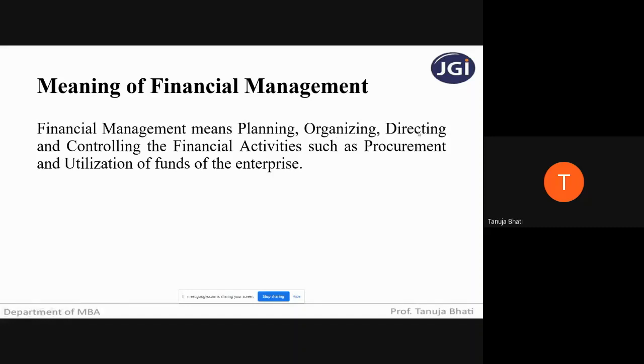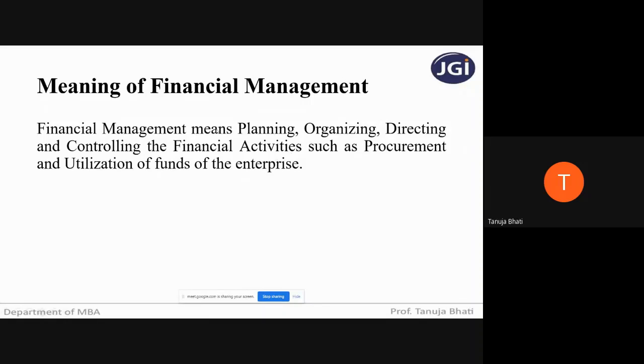Next is directing. Directing means the financial manager has to direct the areas which require the finance and the amount of finance required in each particular area. And controlling the financial activities is a very important part, because once planning, organizing and directing are done, if the control is not there, there can be misutilization of funds, there can be theft, there can be lots of fraud happening in respect of the finance that has been procured. So controlling those financial activities is very important.